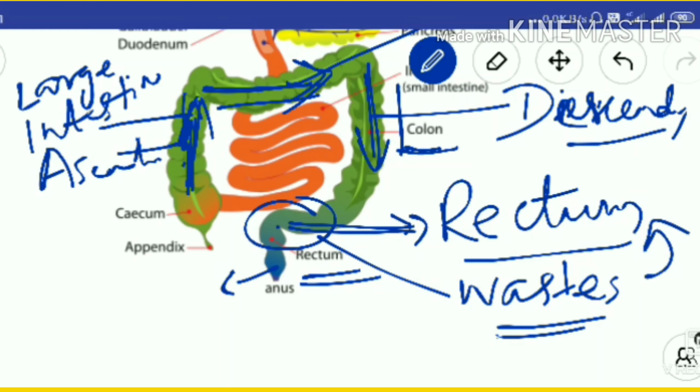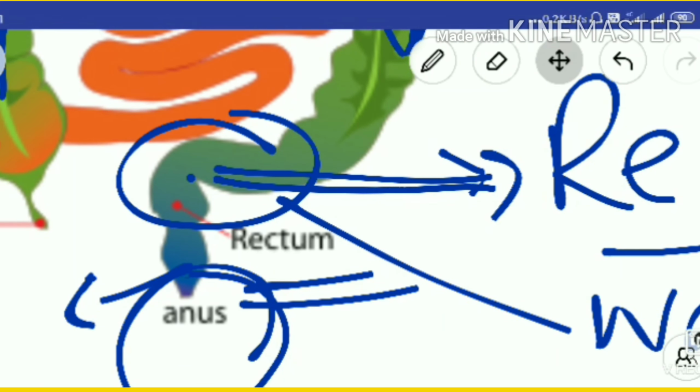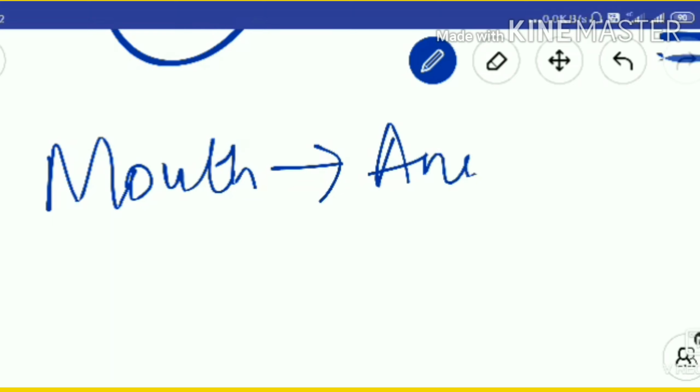Okay, this is the opening. That opening is known as the anus. That's why I told you the human digestive system is a structure that starts from the mouth, and it opens out through the anus. So it is a long tube that starts from the mouth and opens out through the anus.